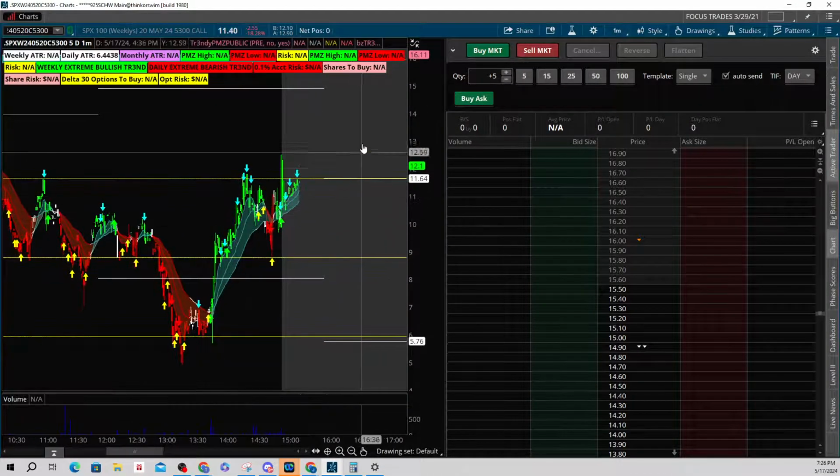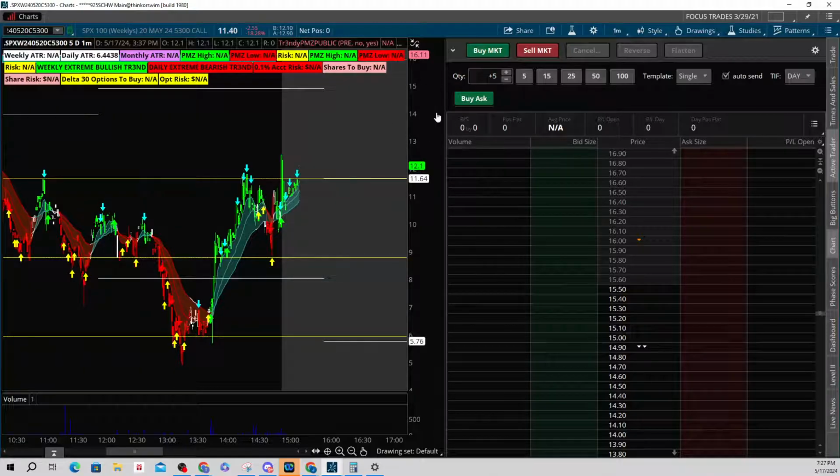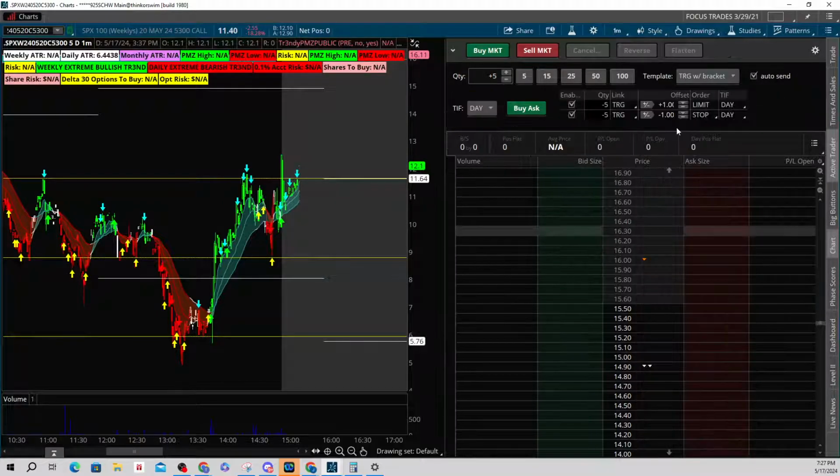While we're sitting here, I will show you a quick demonstration of how to set up your template. Templates are great because they allow us to just click one button and have a stop and a target in there. Let me go ahead and show you how to do that. Let's say that most of the time our risk is about 100 to 150 bucks on SPX, and our target, say we want $500 in return. What I want to do is come up here and hit template. I want to go to trigger with bracket.